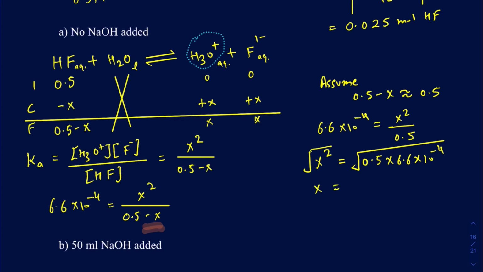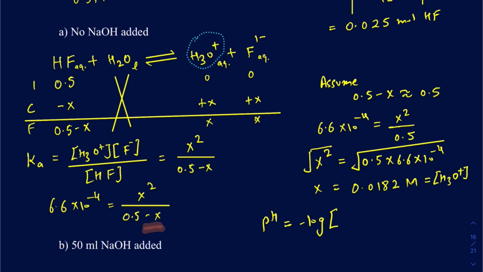After doing calculations, I got 0.0182 molar concentration for H3O plus. So remember that x is going to be representing your H3O plus concentration. Since I know the H3O plus concentration now, we can calculate the pH by doing negative log of your H3O plus concentration. So negative log of that.